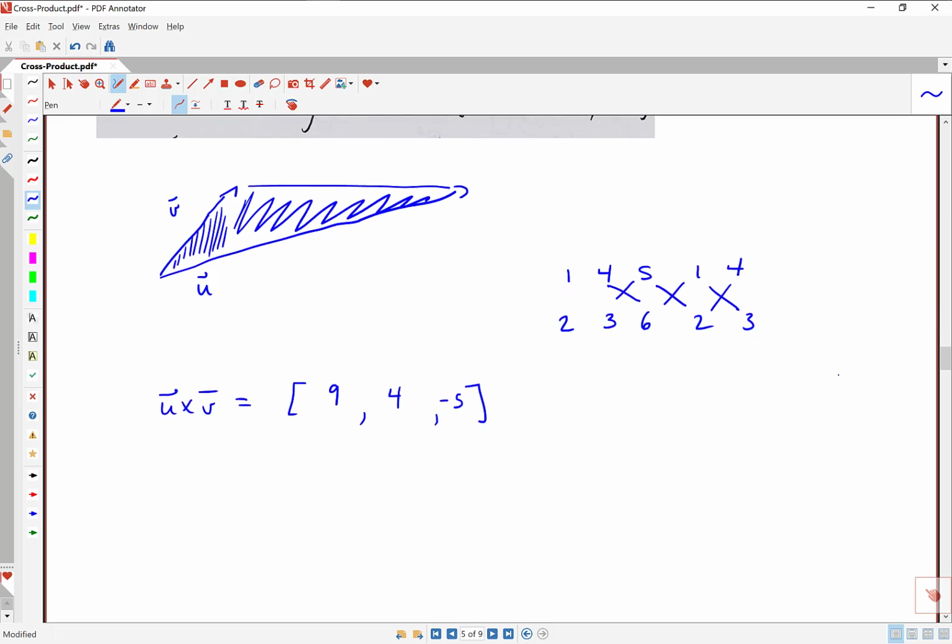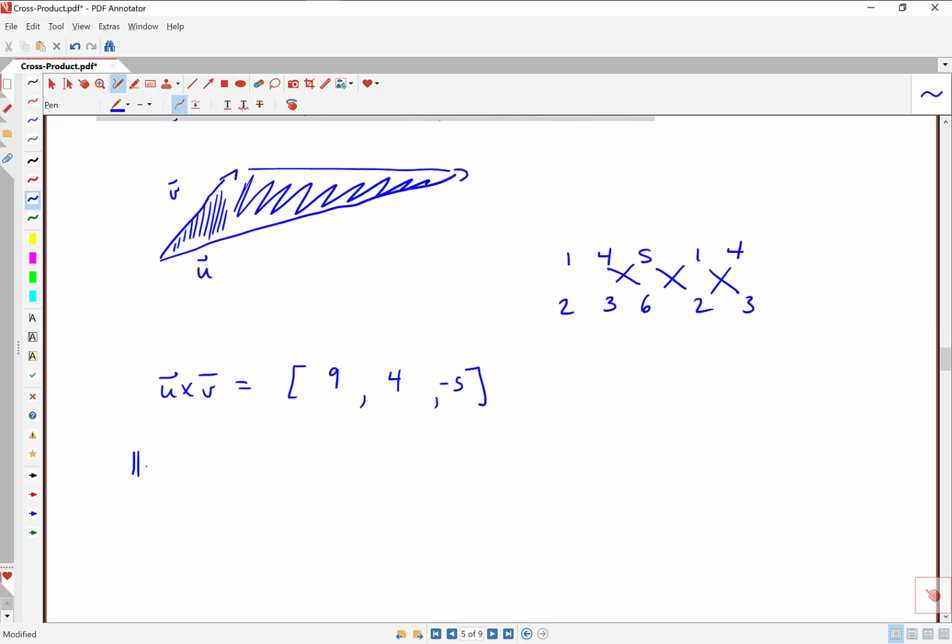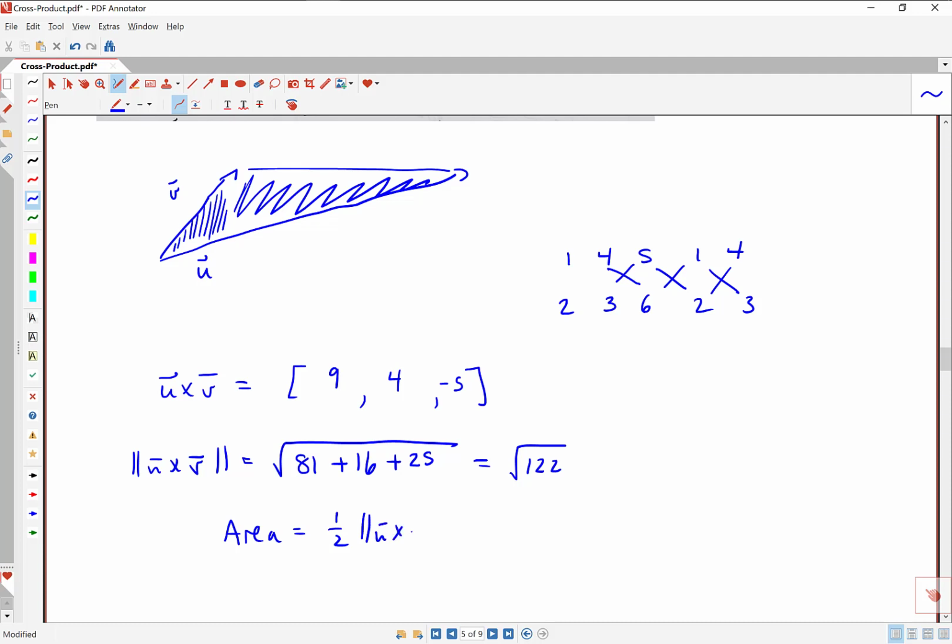Okay, now what we're after is the length of u cross v. So that's going to be the square root of 81 plus 16 plus 25, which works out to root 122. So then we could say the area of the triangle is going to be 1/2 of the length of the cross product. So in other words, root 122 over 2.